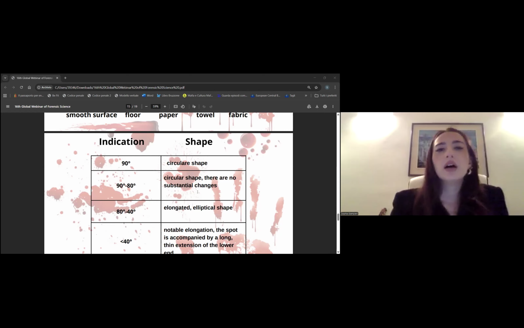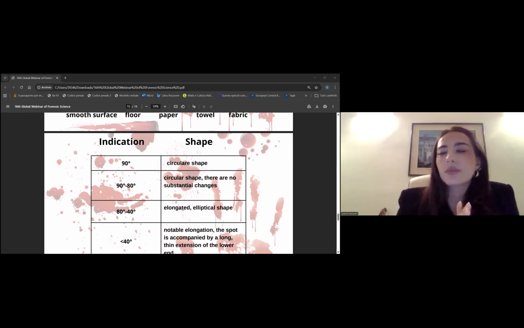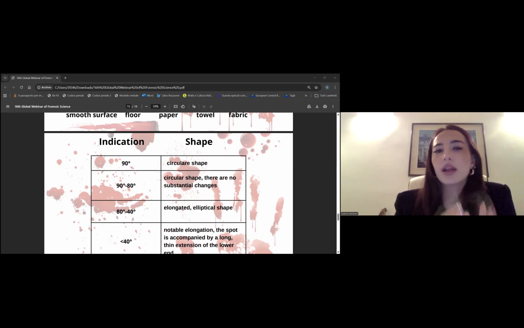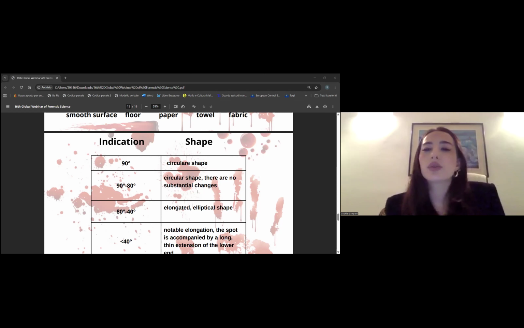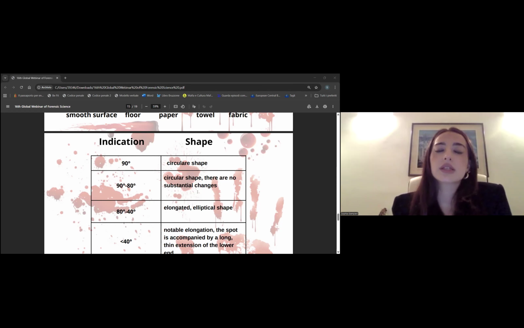impact angles and the relative shape that we will find on the impact surfaces. So, to summarize what we said before, with an angle of, for example, 90 degrees, we will have a circular shape. Going down to an angle of 60 degrees, the morphology of the drop remains almost the same, and therefore no major changes are recorded.